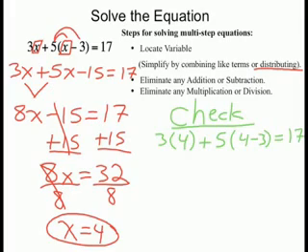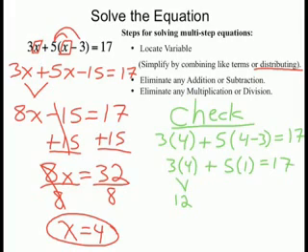So first we take care of the parentheses. 4 minus 3 is 1, so we have 3 times 4 plus 5 times 1 equals 17. 3 times 4 is 12, plus 5 times 1 is 5, equals 17. 12 plus 5 equals 17. 17 equals 17. So our solution checks out.